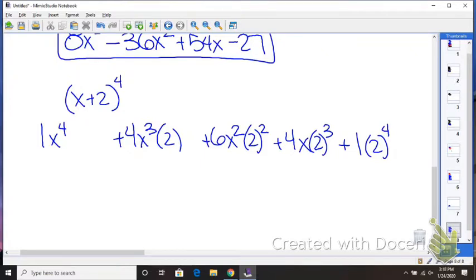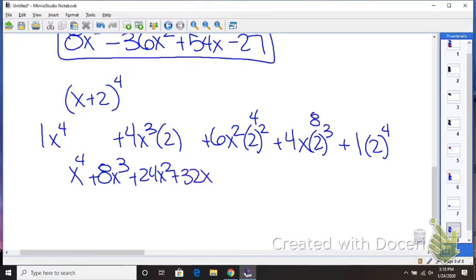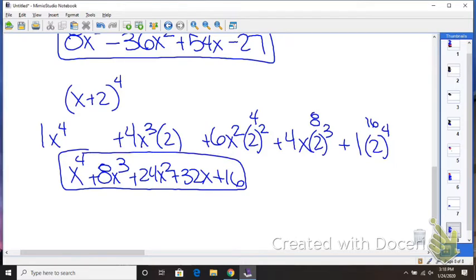So the first one I should have x to the fourth. Then I have 4 times 2 is 8, x to the third. And then I have to square this first, so this becomes 4. 6 times 4 is 24, x squared. This becomes 8 times 4 is 32, x. And 2 to the fourth would be 16. Yep. And there's your answer. How was that?